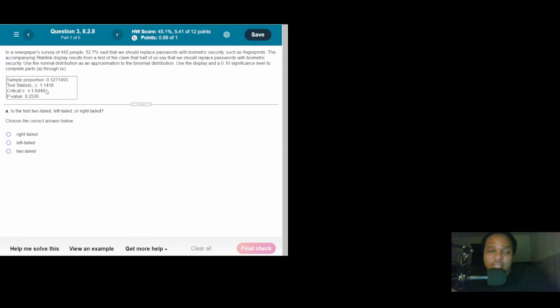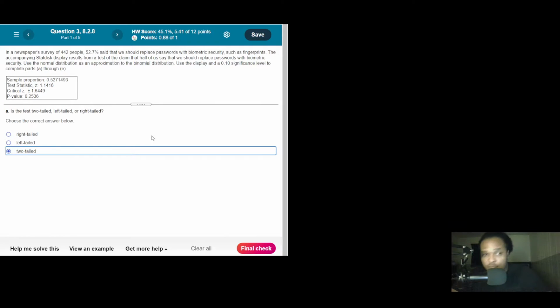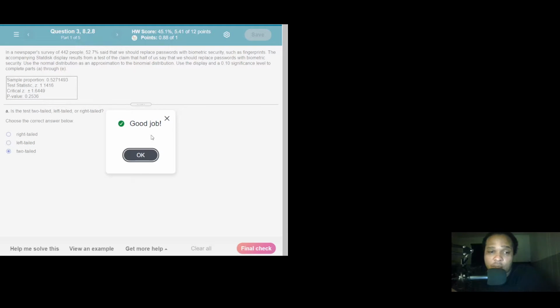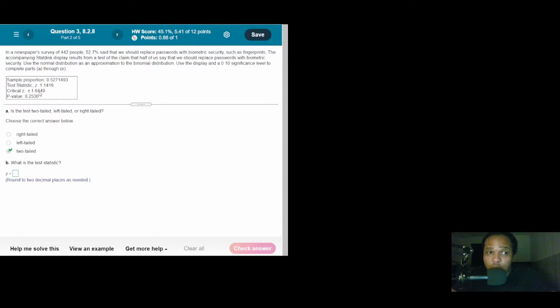Okay, this time they give us the test statistic again. We have a plus or minus for the critical Z. And if you may recall, whenever you have two critical Z values, that's a two-tailed test. Is it a two-tail? Yes, it's a two-tail because we have two different critical values. So remember, with the two critical values, you're always going to have a positive and a negative version of those.